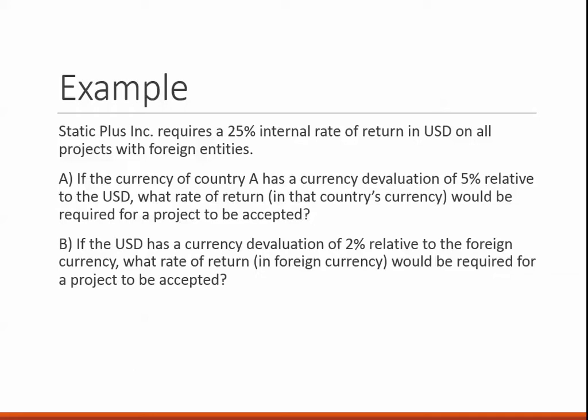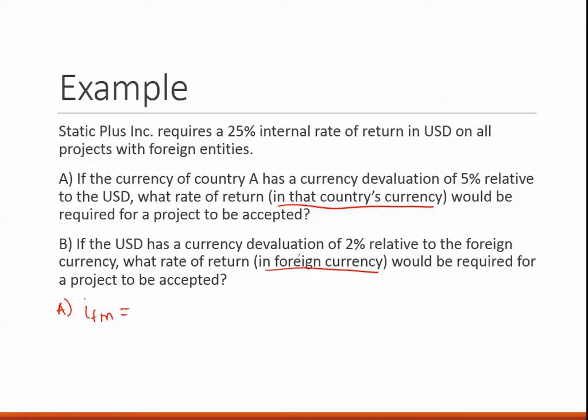That's A. And B says, if the US has a currency devaluation of 2% relative to the foreign currency, what rate of return in a foreign currency would be required for the project to be accepted? Okay, so we have a couple of different formulas that are going to be useful. In both situations, because they're in that country's currency and foreign currency, we're looking for IFM. The difference is in the first one, the foreign currency is being devalued compared to the dollar, and in part B, it's the opposite.